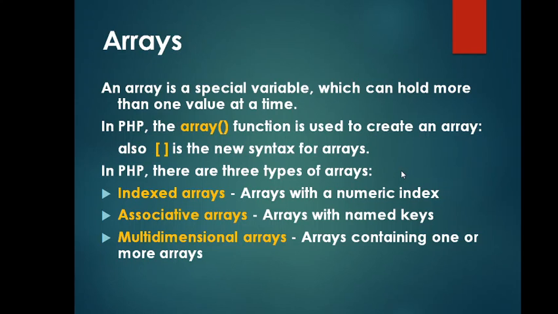So in PHP there are three types of arrays: the indexed arrays, these are arrays with a numeric index. You have your associative arrays. These are arrays with named keys. And also you have multi-dimensional arrays. So these are arrays containing one or more arrays.